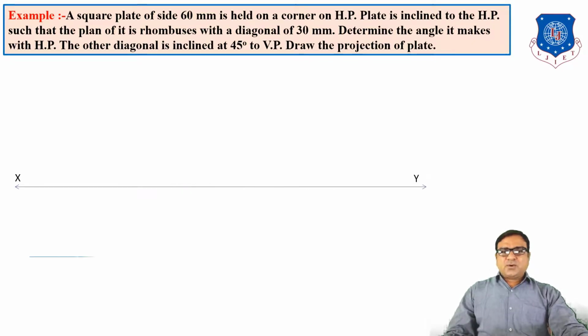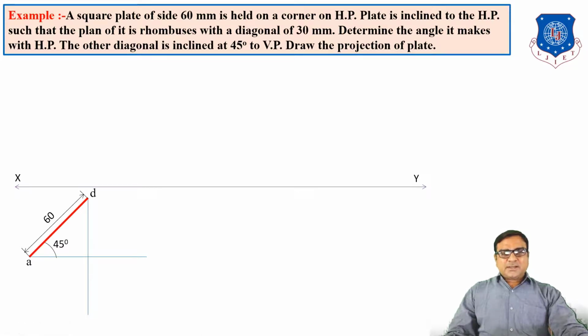So first of all, draw an XY line. Draw a square of 60 mm sides. Here we want to draw a square in which the two diagonals are perpendicular, one diagonal is parallel to VP and the other diagonal is perpendicular to VP. So first draw a horizontal line at 45 degrees, and draw one side of the square of 60 mm, which is known as AD. Now draw a vertical line from D.